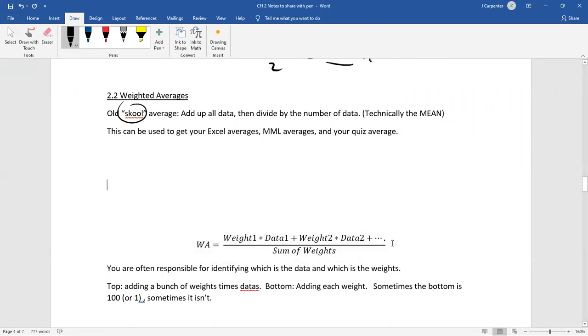So what's going on with this formula? There's this dot, dot, dot at the end. Does that mean it's unfinished? No, it's finished. So it's weight 1 times data 1.